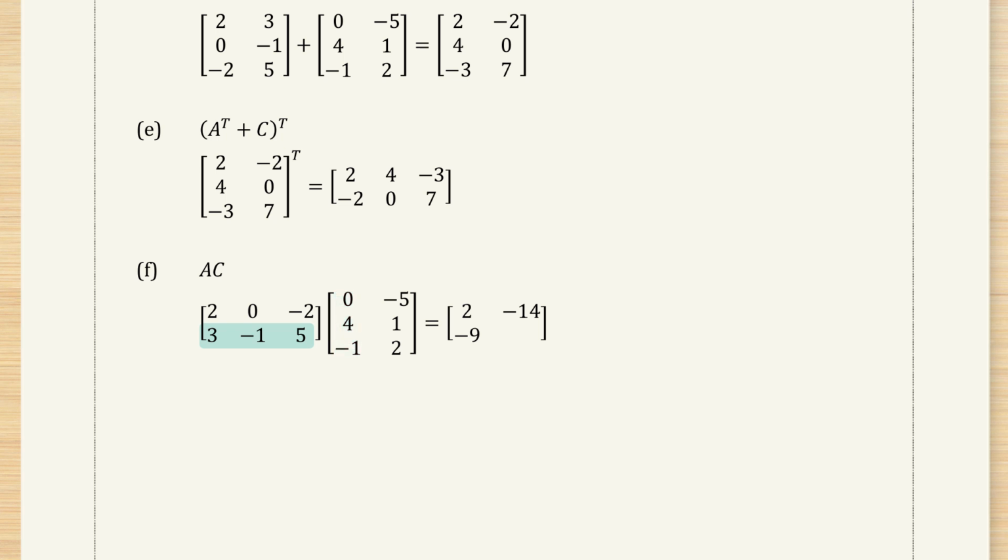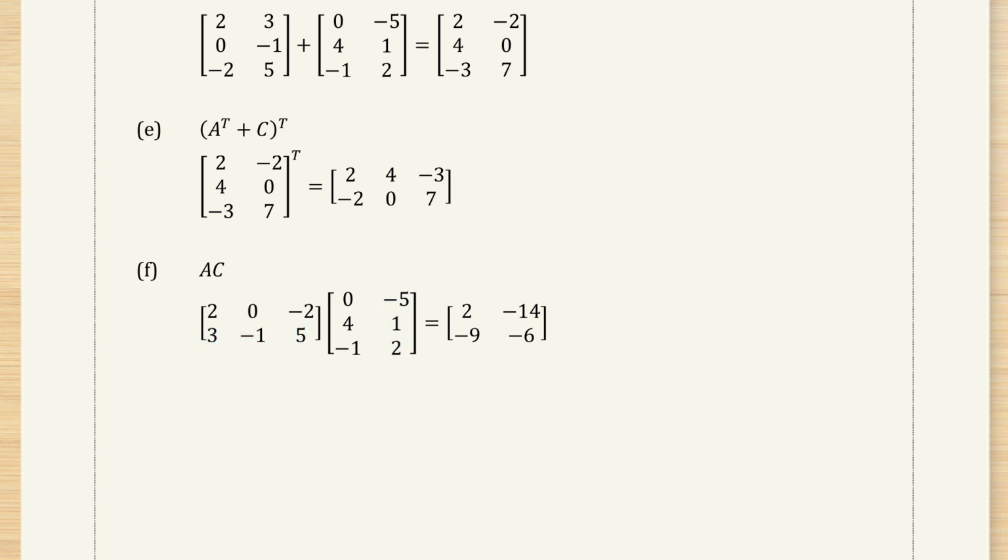And now we multiply that 3, negative 1, 5 with the second column of C. 3 times negative 5 is negative 15. Negative 1 times 1 is negative 1, and 5 times 2 is 10. Add them all together, we have negative 6. That came from multiplying the second row of A with the second column. So negative 6 goes into second row, second column in the product matrix.